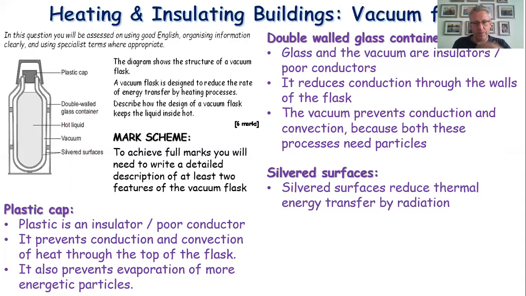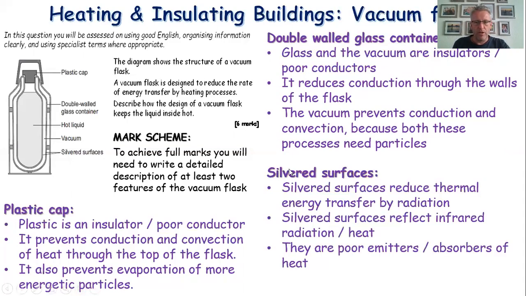The silvered surfaces, we know it's about radiation. Well, what's going on? The silvered surfaces reflect infrared radiation or heat back into the hot liquid, and they are also poor emitters and absorbers of heat, so they won't be emitting on the other side either. So poor emitters and absorbers, but also good reflectors, and that's the way that we get the maximum marks for this.